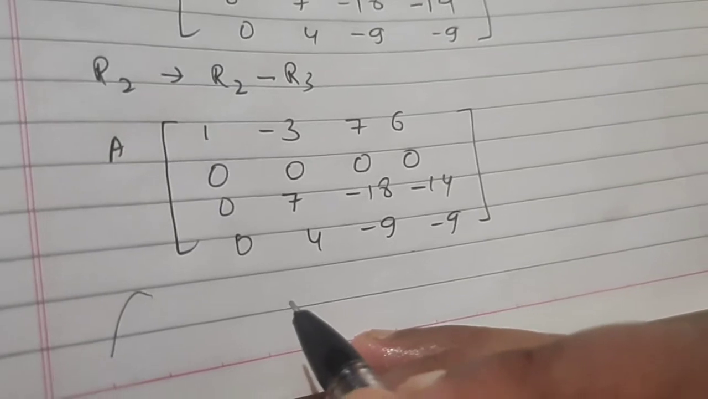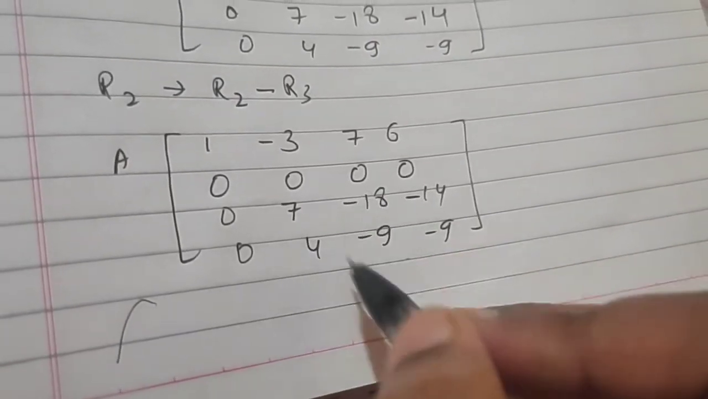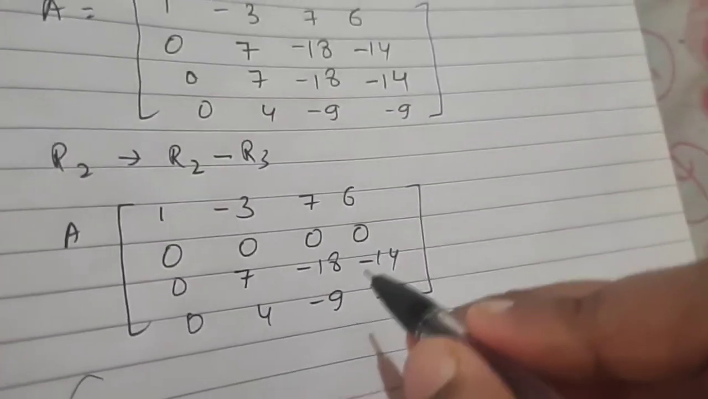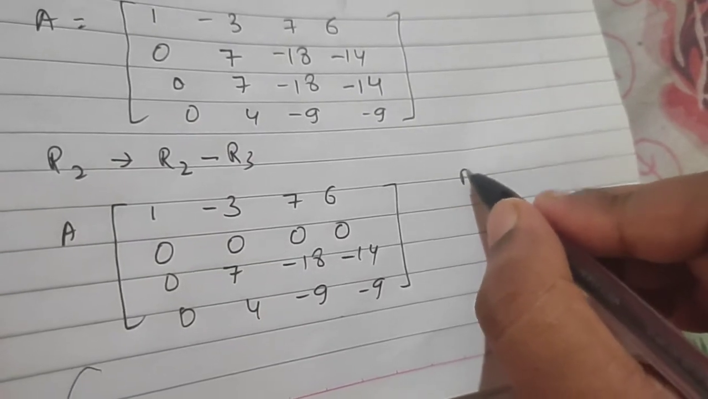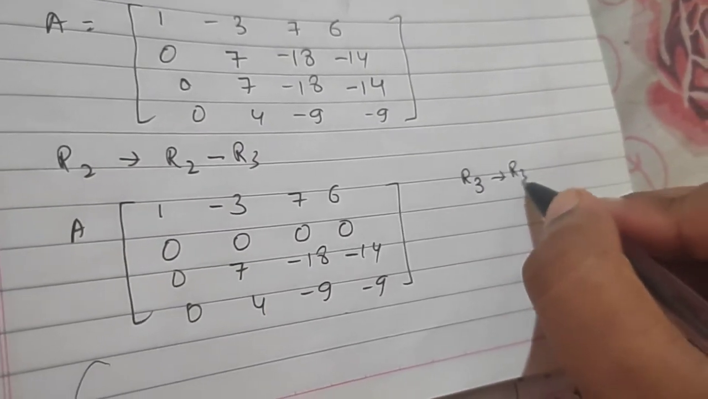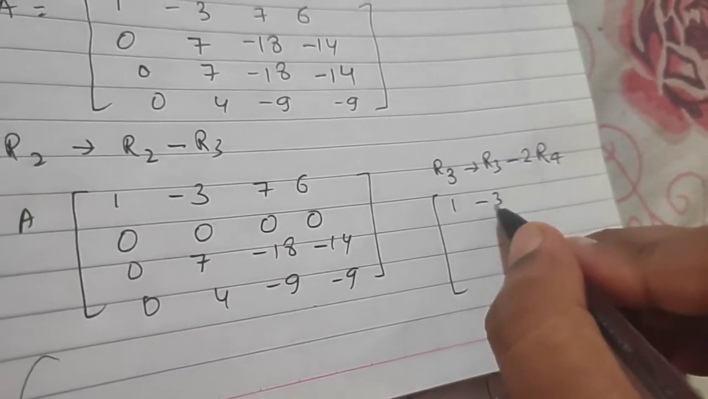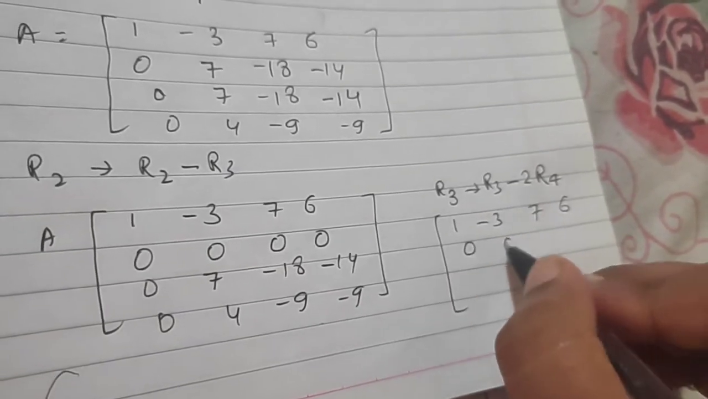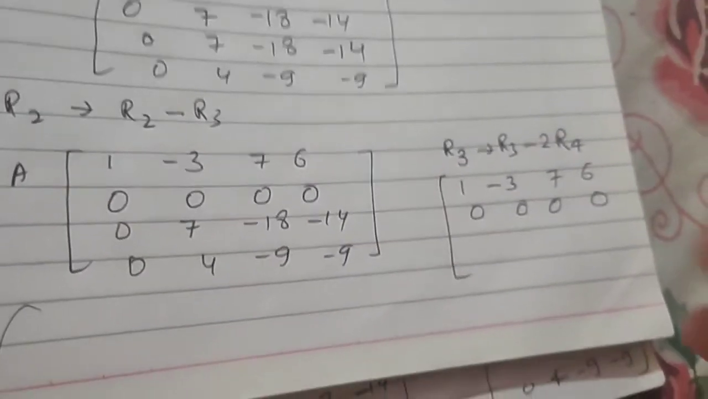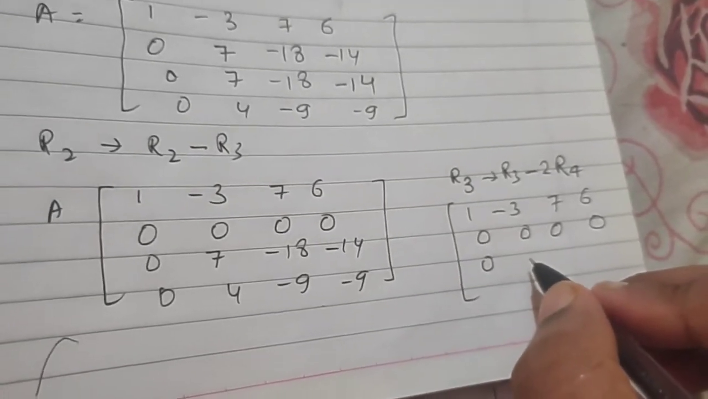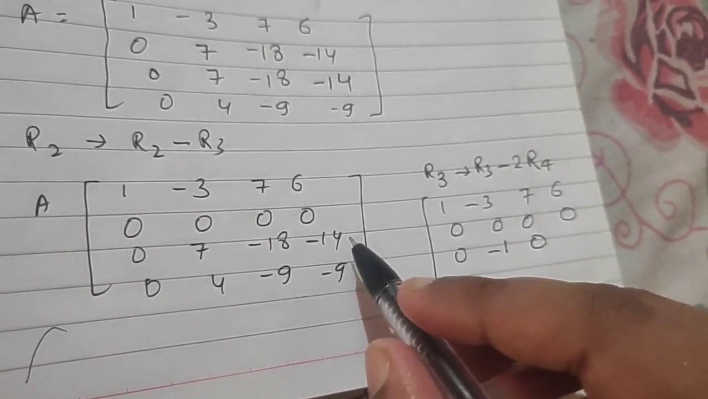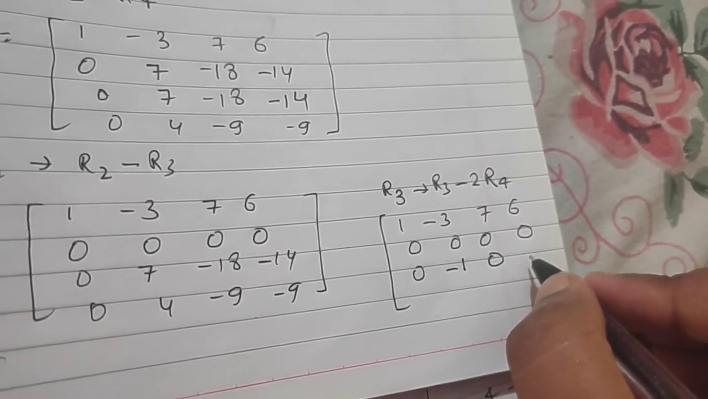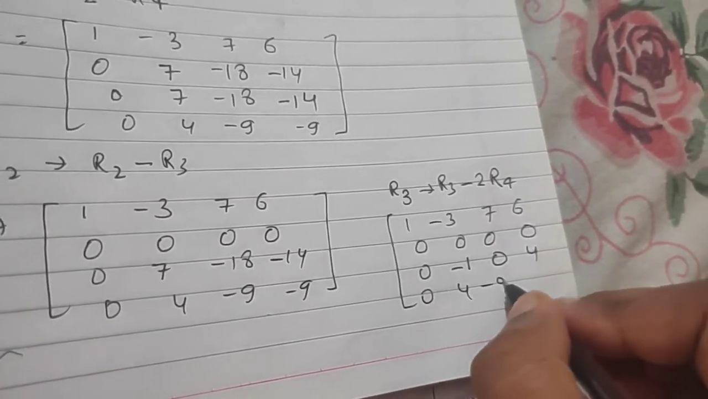I can apply some more operations here. First of all, I can see here that if I make this to 0, that will be good. So for that I'm using the operation R3 to R3 minus twice R4. First row will remain as it is as usual. This is 0, this is 0, 7 minus 8 is minus 1, this will become 0, minus 14 plus 18, so that will be 4, 0, 4, minus 9, minus 9.